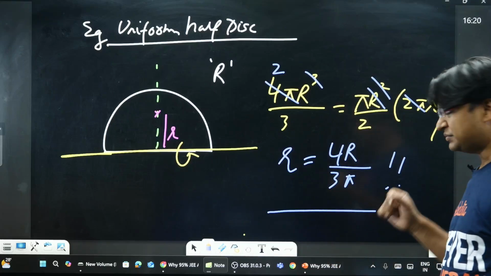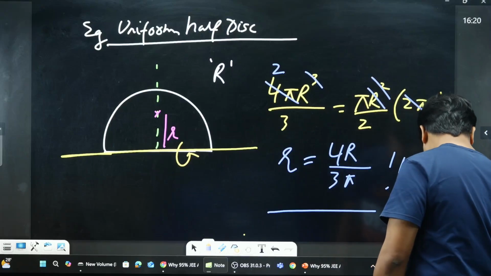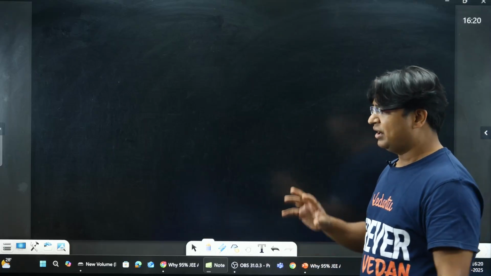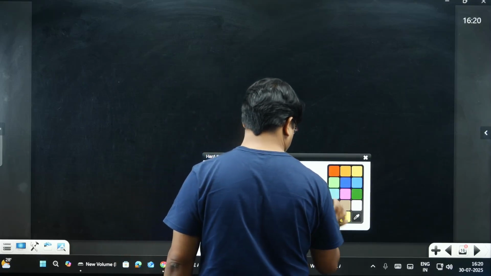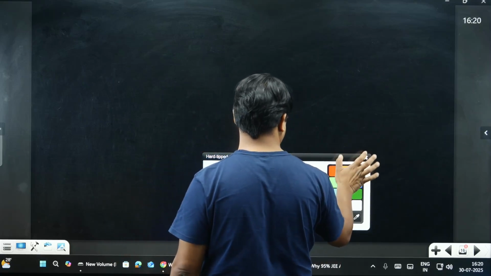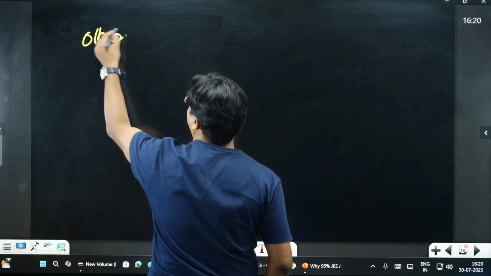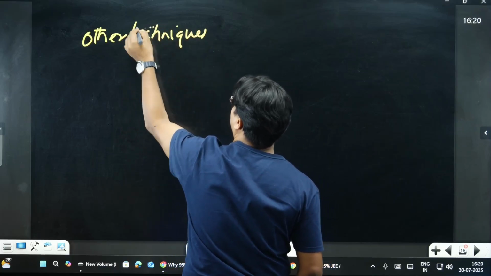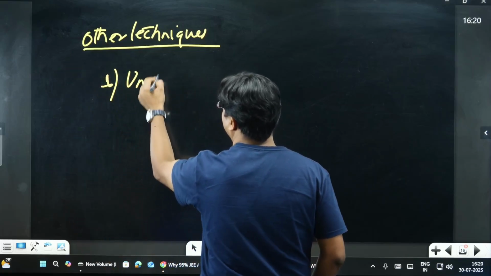All right, now if we have understood this, let's see some other techniques as well. Let's leave Pappus theorem here. Let's learn some other techniques where we can see how to find the center of mass without using integration. So let's start with a uniform triangle.